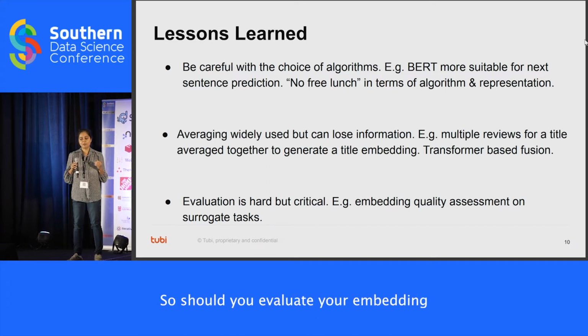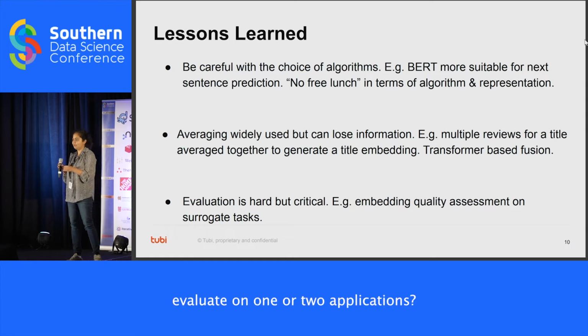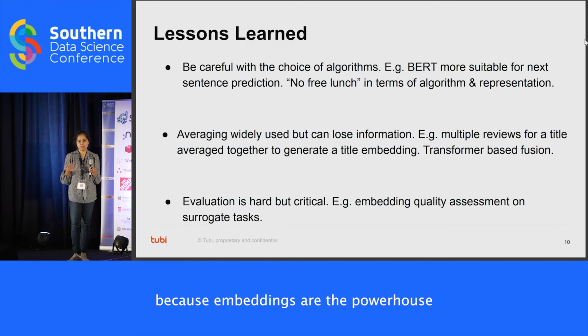So should you evaluate your embedding on each and every downstream application, or should you just evaluate on one or two applications? Here our take is that we need to create appropriate surrogate tasks to evaluate the quality of the embeddings. This is very critical as well, because embeddings are the powerhouse for most modern recommender systems.